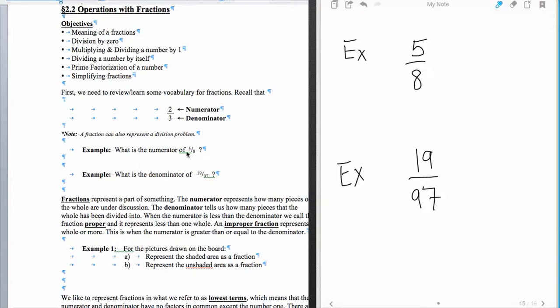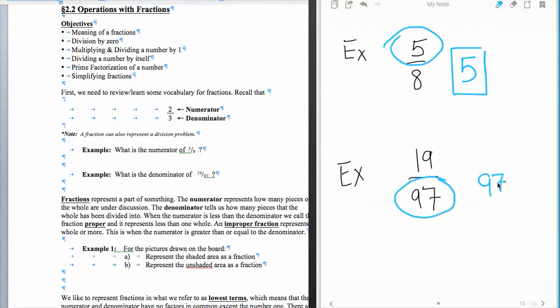So we have, what is the numerator of 5/8? Over here we have the 5/8, and our numerator is this number up here. It's the 5. So 5 is the numerator of our fraction. Our second fraction here, what's the denominator of 19/97? For 19/97, the denominator is the bottom number, it's 97. So 97 is the denominator of our fraction 19/97.